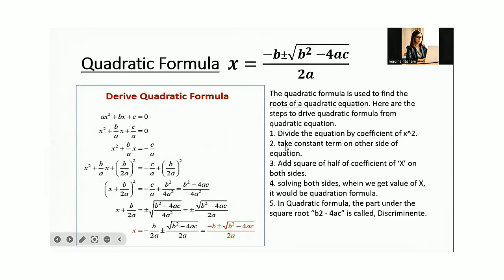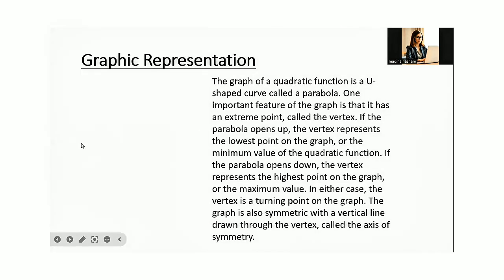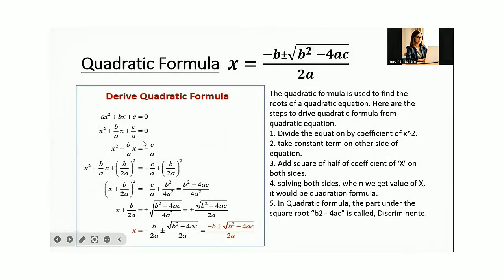Okay, the second step: take the constant term to the other side of the equation. The constant term in this equation is c over a. So we take c over a to the other side, and it becomes a negative term.